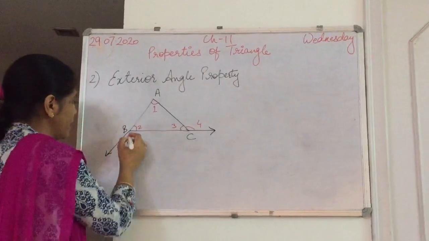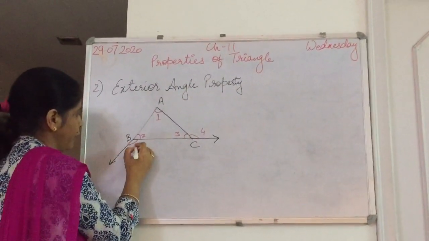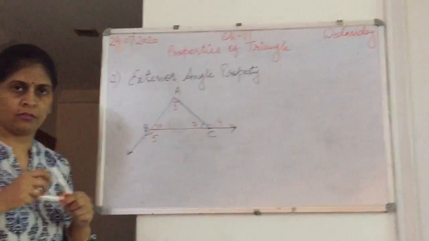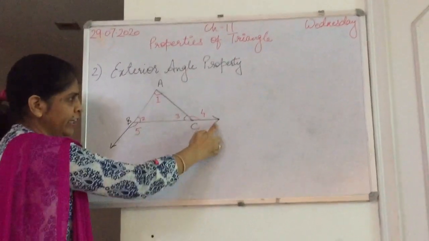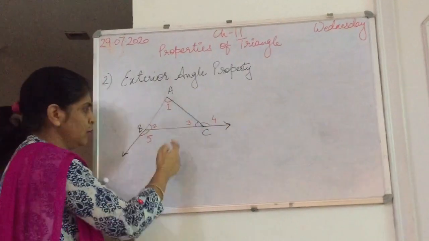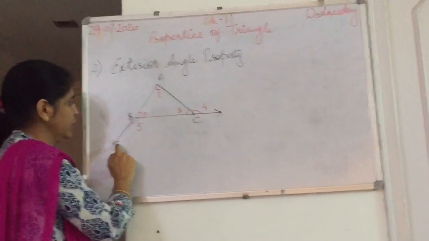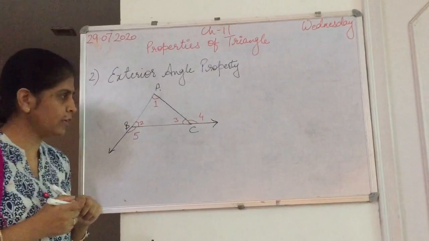I am giving this name as phi, angle phi. Clear? Or we can give the vertices names also. I will write D, so it will be ACD. Or here E, so EBC. Clear?